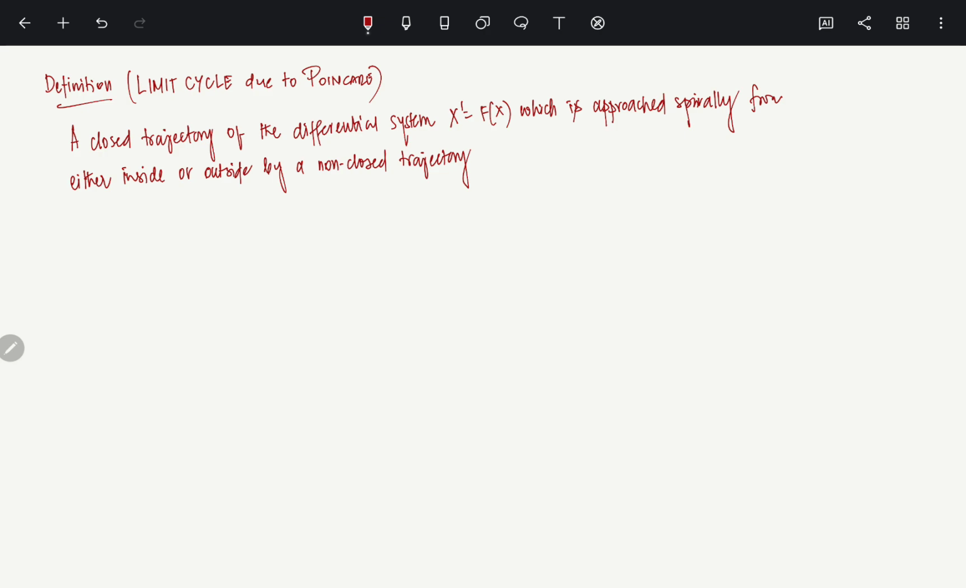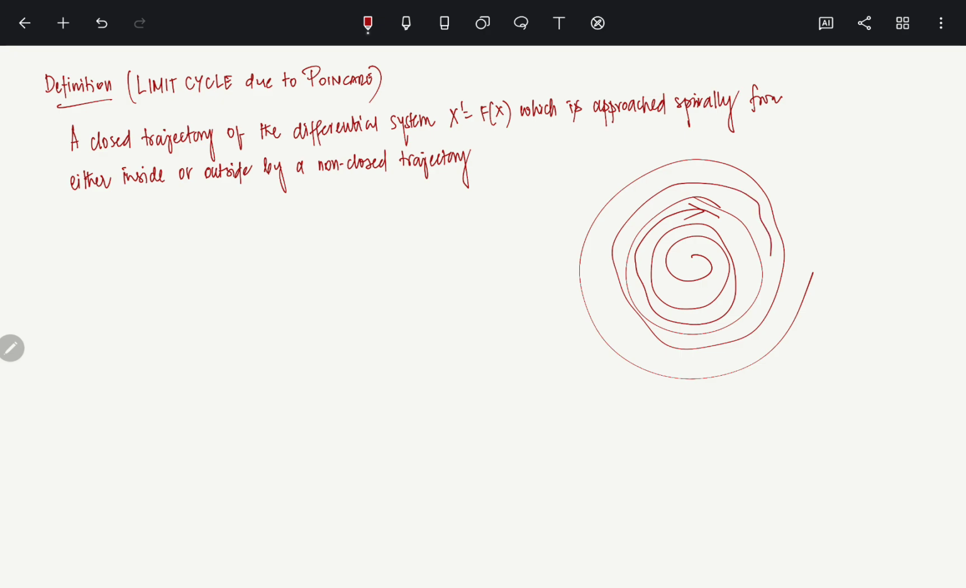The spirals. So basically what it is saying is this: we are looking at a closed trajectory. Think of it as a circle, let's just say. It can be anything, but let's just think of it as a circle. Now basically we are approaching it spirally from inside or outside by a non-closed trajectory. Let's say this circle is there and we are approaching it like this from the inside, or we are approaching it like this from the outside. And see, this is non-closed, it is not closed.